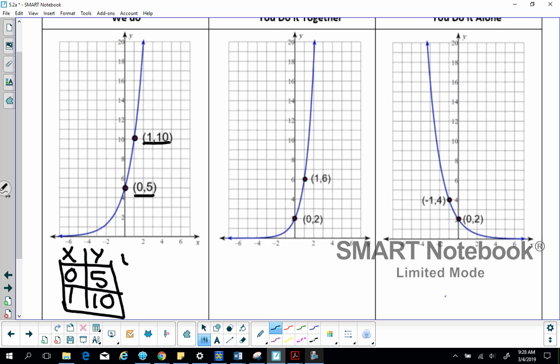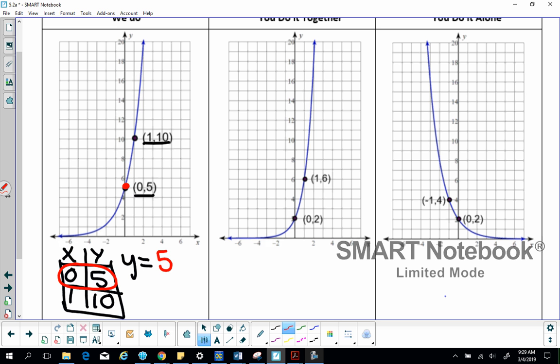So looking at this, I know it's y equals, and my a is my initial value, or your y-intercept. What is your y-intercept here? 5. You guys see that? So either looking at this, or you could say, hey, that's where it crosses my y-axis. So instead of a, I'm going to put 5.